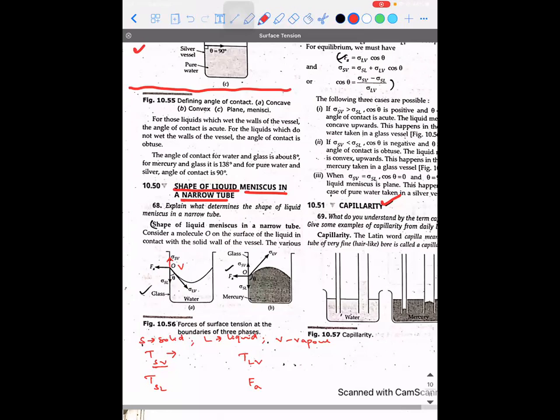Similarly, SL stands for what? It is the solid liquid interface. This is the solid and this is liquid, so the interface is here. It will experience a pulling force in the downward direction. Similarly, you have the liquid vapor interface. This is the boundary for the liquid and the vapor. There will be a force acting here in this direction, which is called the surface tension at the liquid vapor interface. And FA stands for the adhesive force.